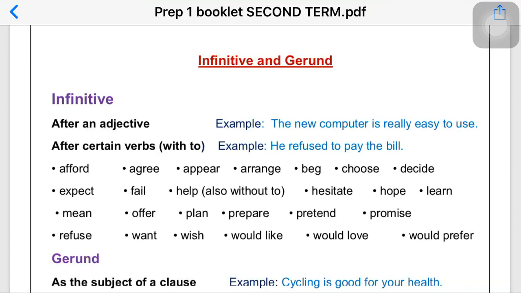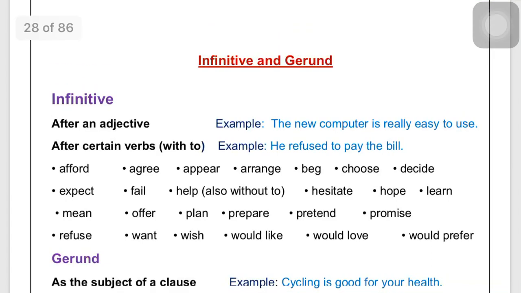Let's start with how to use infinitives after an adjective. For example, the new computer is really easy to use. Easy is an adjective, and after it, we use to plus infinitive. Again, the new computer is really easy to use.